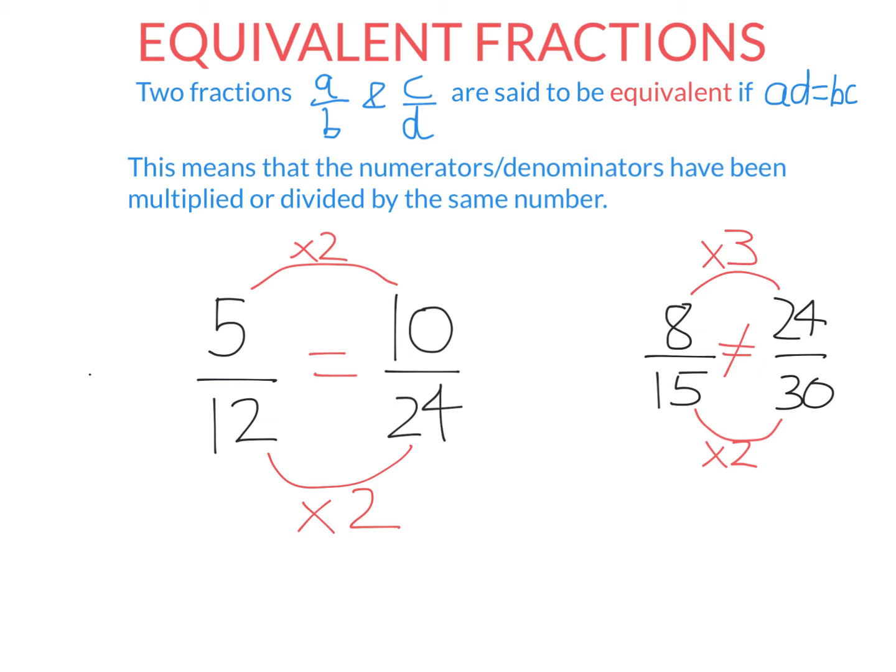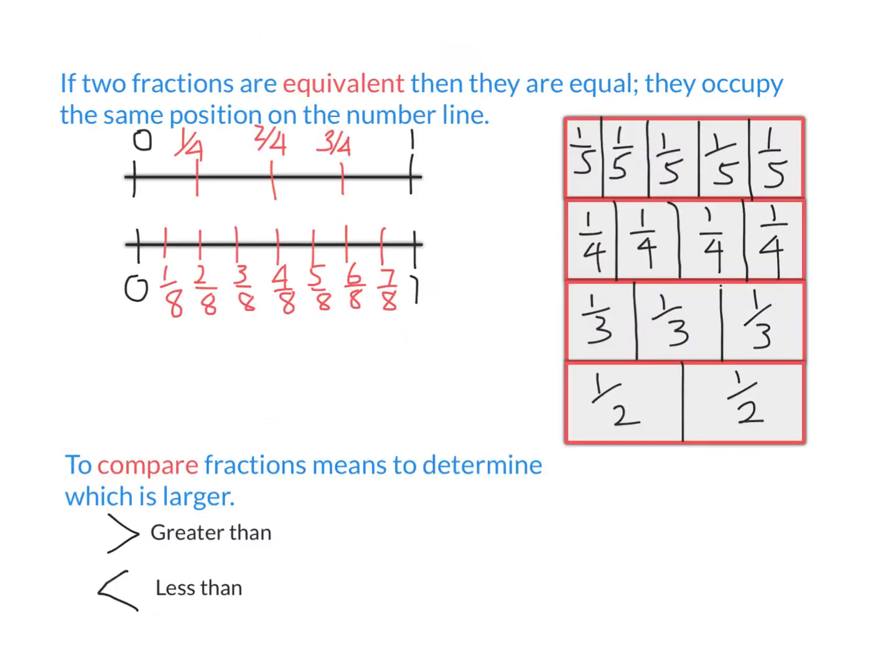So let's look a bit more at what it actually means if two fractions like these two are equivalent. Well, when we say two fractions are equivalent, we mean they're equal. That's why I put the equal sign between them. It means that they have the same value and occupy the same position on the number line. So we looked at number lines in a previous video.